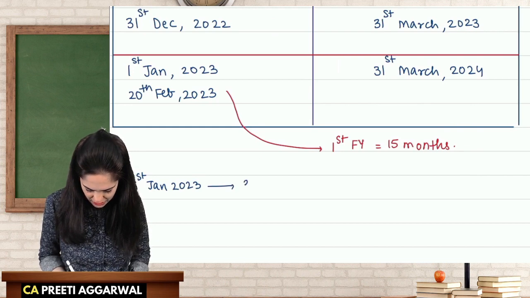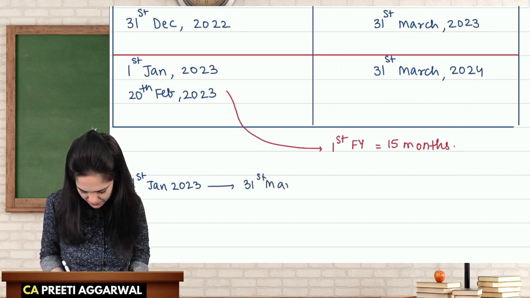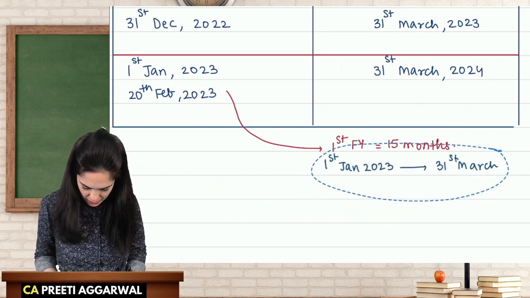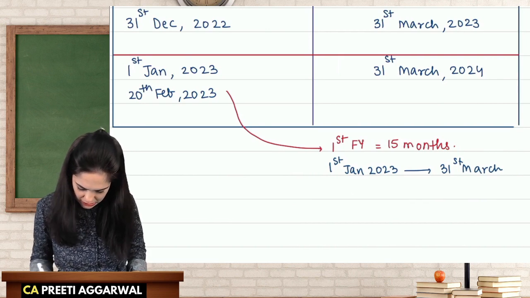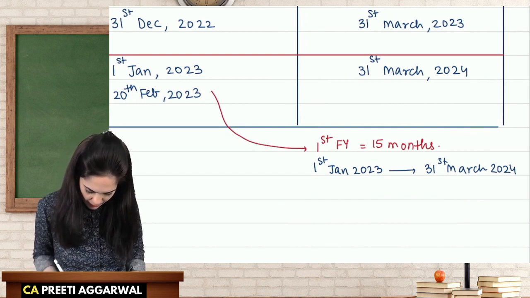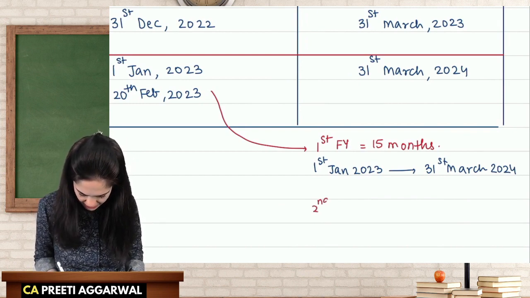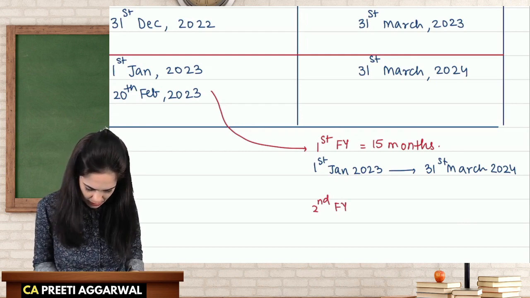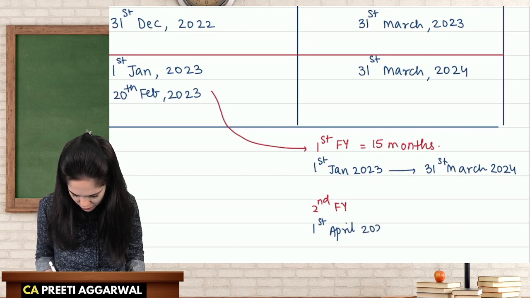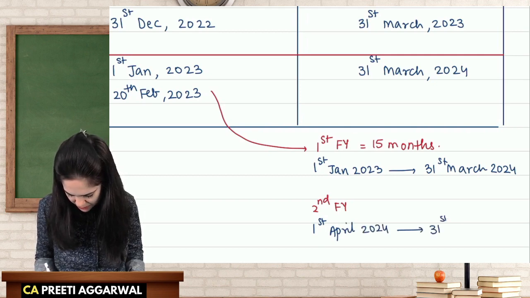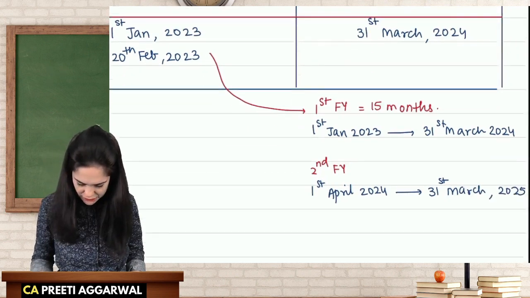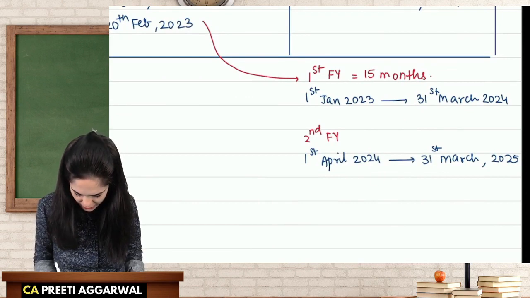So the first financial year will end on 31st March. Let me write it here for you. So the first financial year will end on 31st March 2024. But your subsequent or second financial year will begin from 1st April 24 and it will end on 31st March 25. So that will form a normal cycle. Okay, so this will again fall in a normal cycle of 12 months.